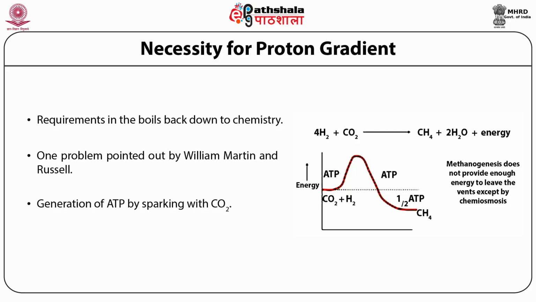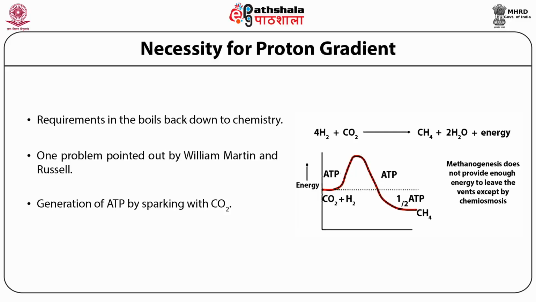The problem is that the reaction of carbon dioxide with hydrogen releases energy, but not a lot, only enough to make 1 ATP. That means cells have to spend 1 ATP to gain 1 ATP. So there is no net gain. If there is no gain, there is no growth. No growth, no life. Gradients break that cycle.